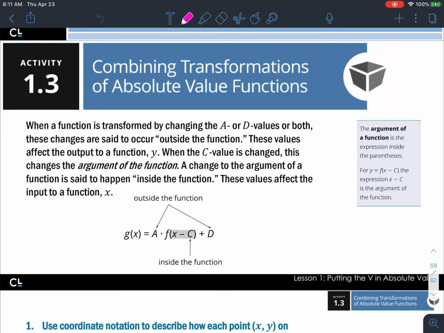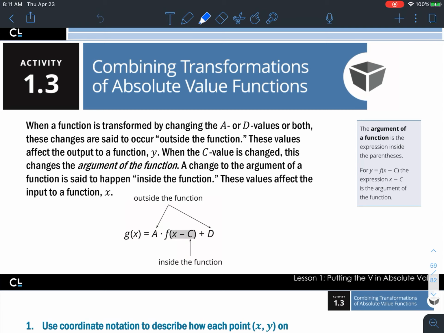Alright, when a function is transformed by changing the a or d values, or both, these changes are said to occur outside the function. These values affect the output of a function, y. When the c value is changed, this changes the argument of the function. A change to the argument of a function is said to happen inside the function. These values affect the input to a function, or x.